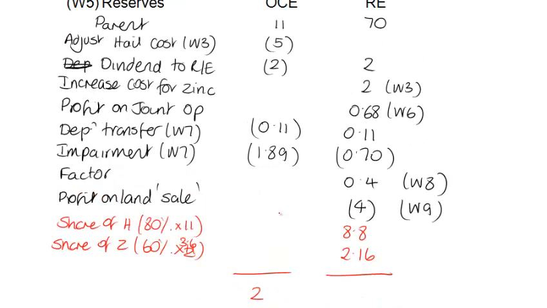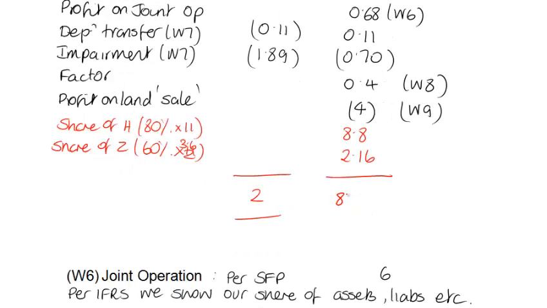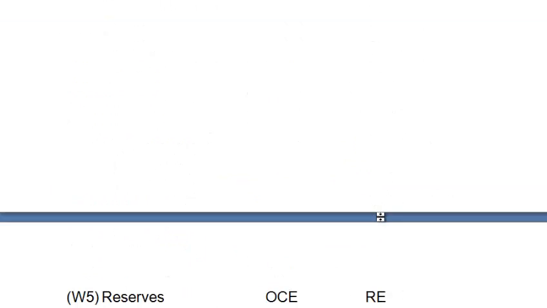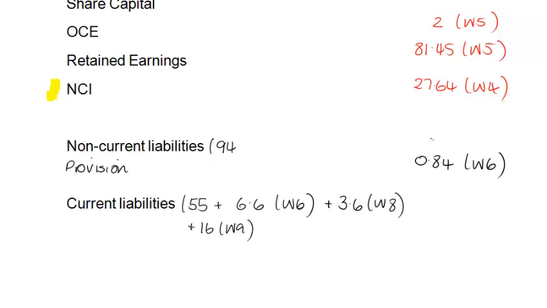And if we do retained earnings, 74, retained earnings works out as 81.45. So let's add those in. OCE is 2 from working 5. Retained earnings is 81.45 from working 5. Non-current liabilities, no adjustment required. Current liabilities, quite a few adjustments.